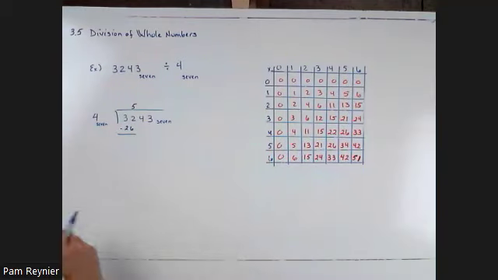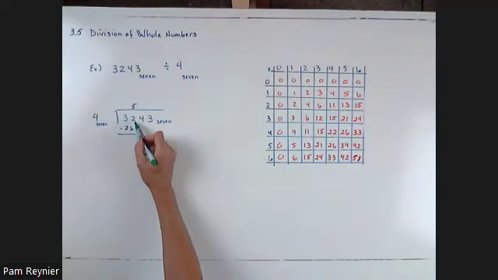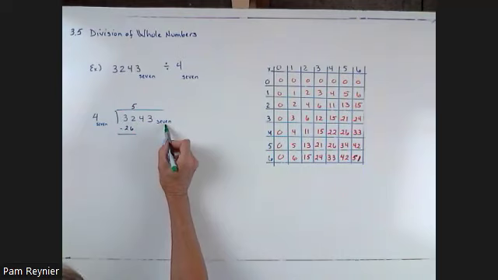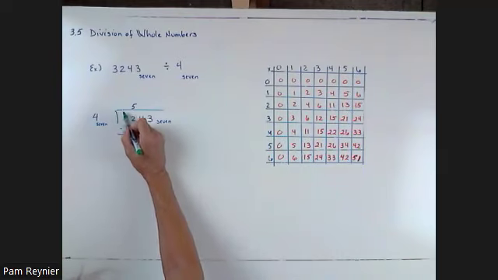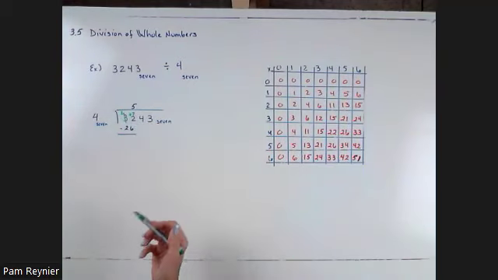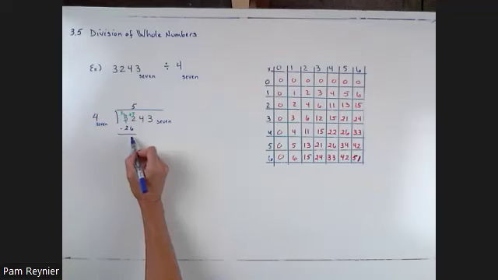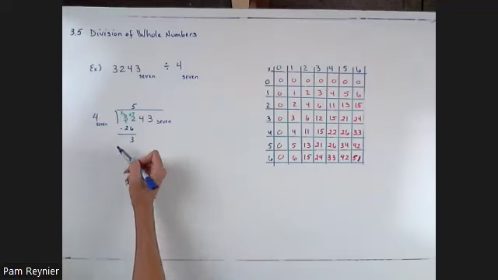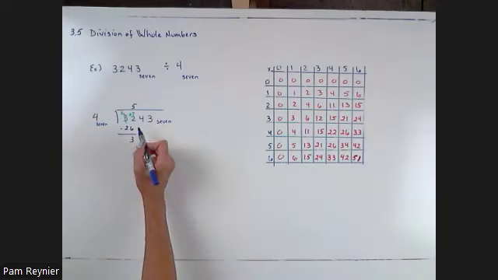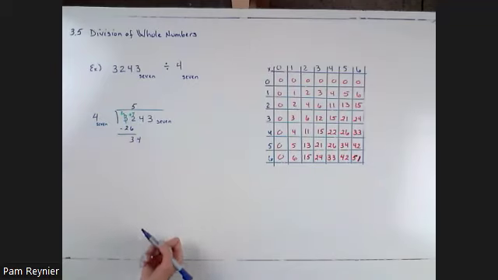Now I cannot subtract 6 from 2. So I have to borrow 7 from the next column. If I borrow 7, that now gives me 9. 7 and 2 is 9. 9 minus 6 is 3. 2 minus 2 is gone. Bring down the next column of 4.